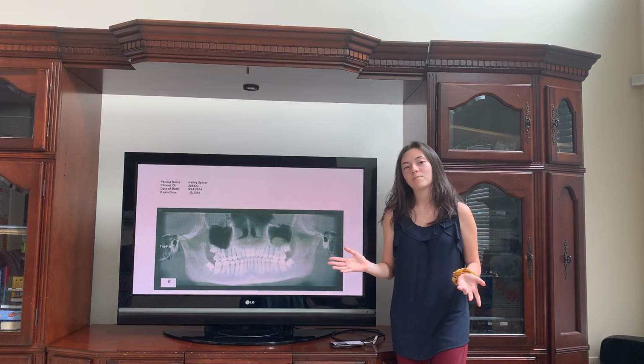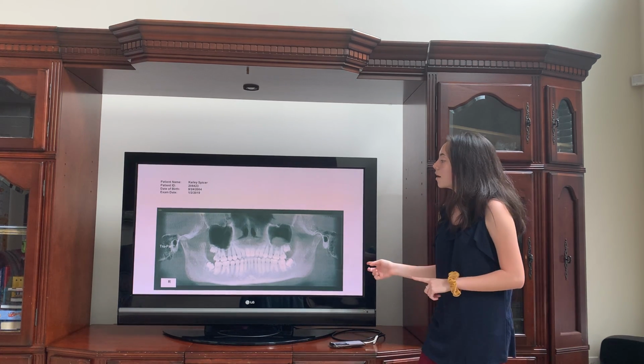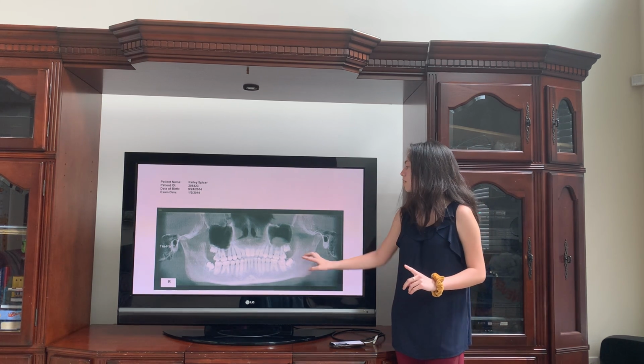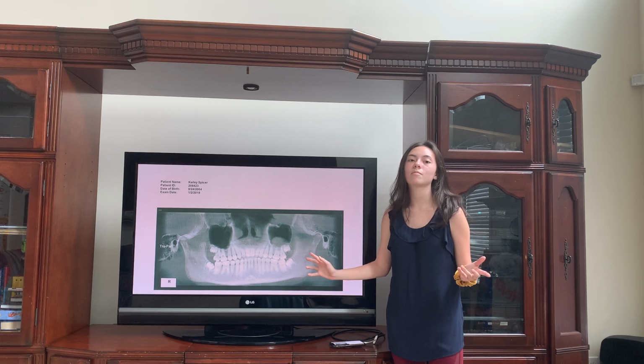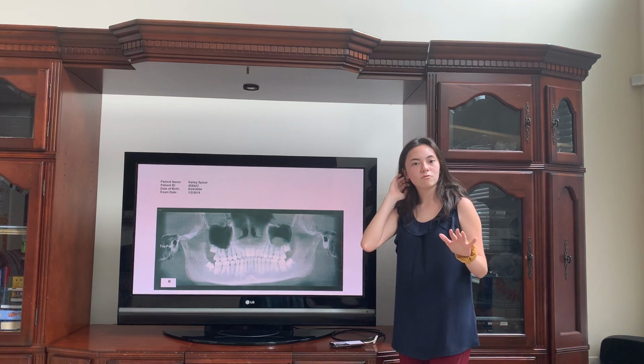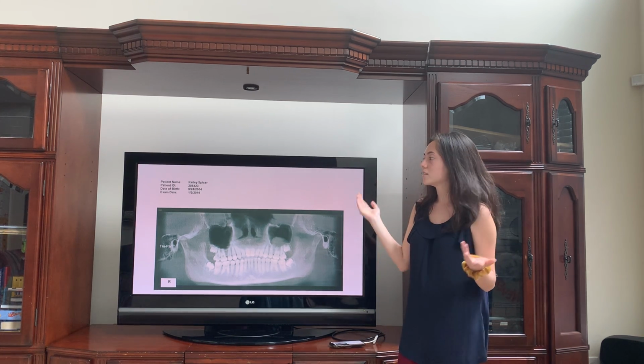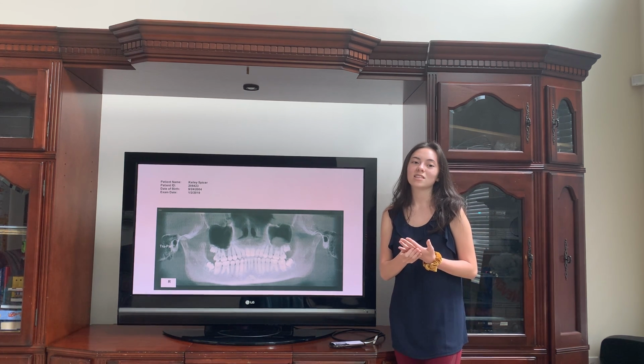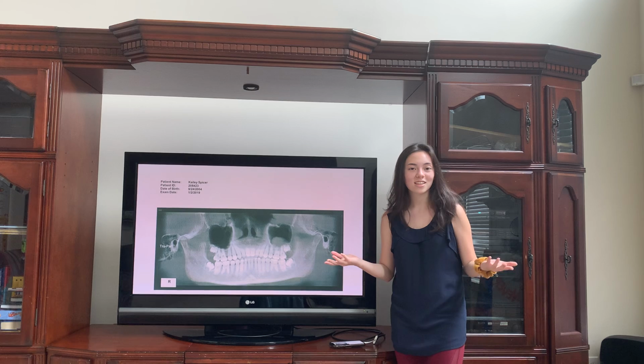Speaking of x-rays of your mouth, this is an x-ray of my mouth back in January 2019. The dentists were concerned for my wisdom teeth that were coming in, and there wasn't going to be enough room for them to fit, so I had surgery last Christmas, which was kind of bad because it was the holidays and I couldn't eat anything.